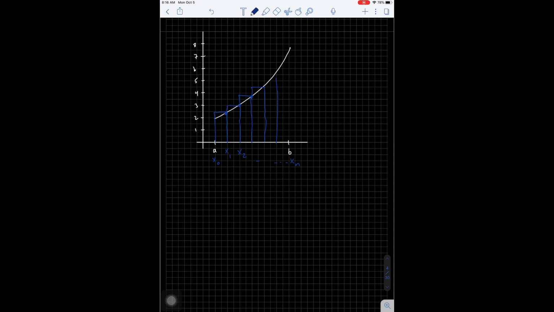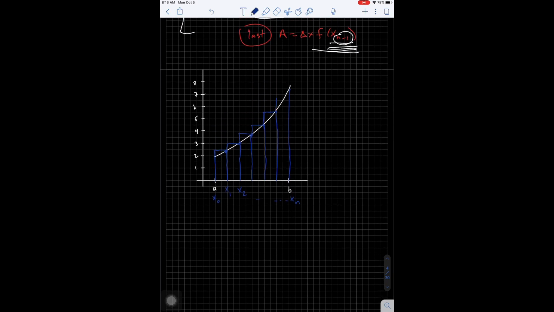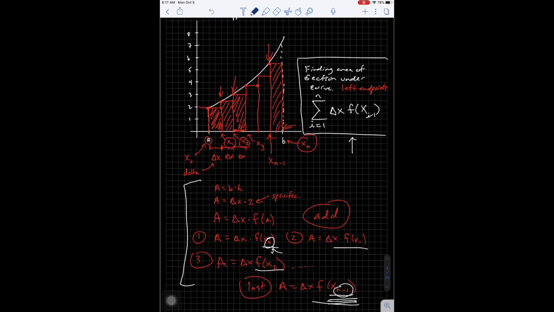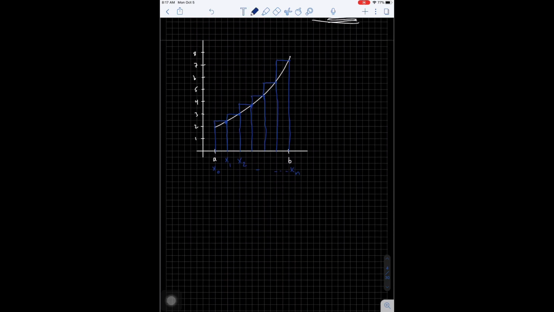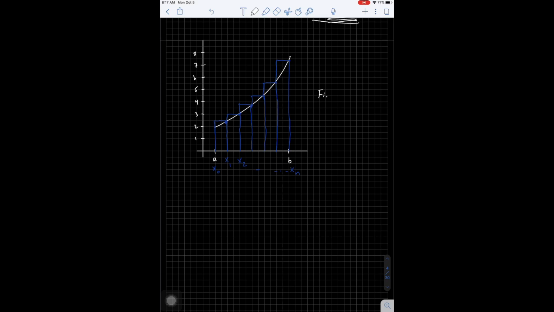Okay, so we draw all these in. And what I want you to notice is that this is now an overestimate of the area under the curve. So when I'm using the right endpoints here, I'm actually overestimating. When I'm using the left endpoints, I'm underestimating the area. And that has to do with whether the graph is increasing or decreasing. That will dictate that.